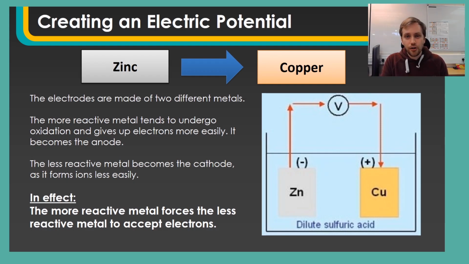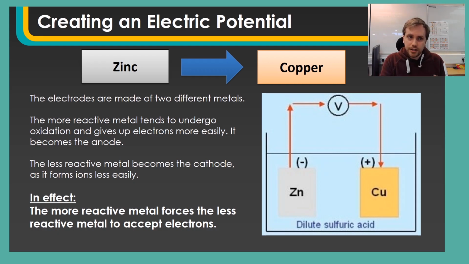You'll notice that there is a slight difference between electrolysis and electrochemical cells in the way we label the 2 electrodes. In this case, the zinc, the most reactive metal, is the anode, and the least reactive metal is the cathode. The anode is negative in this example. If you were to think back to electrolysis, the anode is actually positive in electrolysis. So this is the other way around. The anode is negative and the cathode is positive. So in effect, what's happening here is the more reactive metal is forcing the less reactive metal to accept electrons. And by doing that, we create a circuit that electrons can flow through.